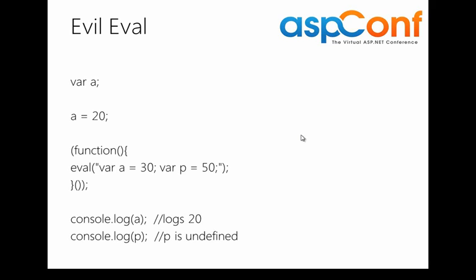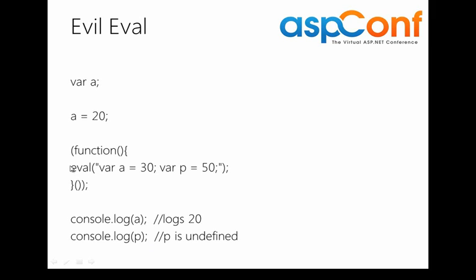Right. One way around that is to wrap any call to eval in an anonymous function. So what we're doing here is that we have the same thing, var a equals 20, and inside of an anonymous function we call eval and execute that anonymous function immediately. So we've got eval var a equals 30, var p equals 50. Now if we log a, you'll see that it logs 20 as expected, and if we log p, p is undefined.